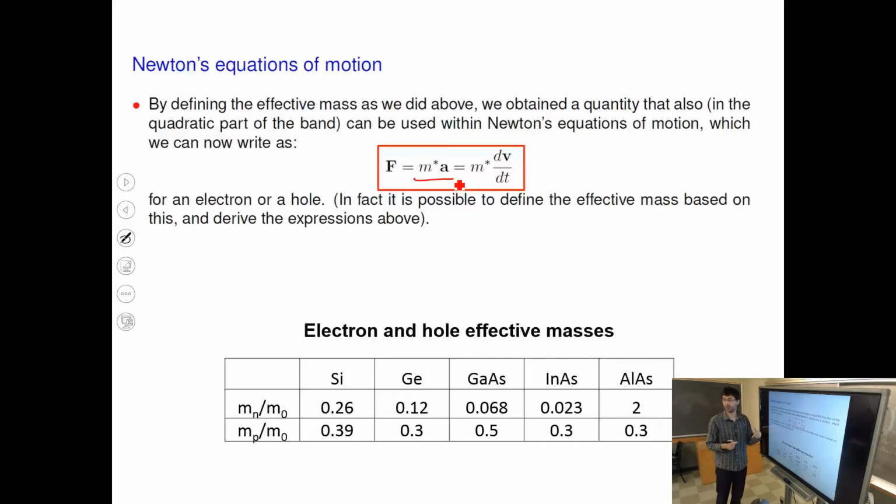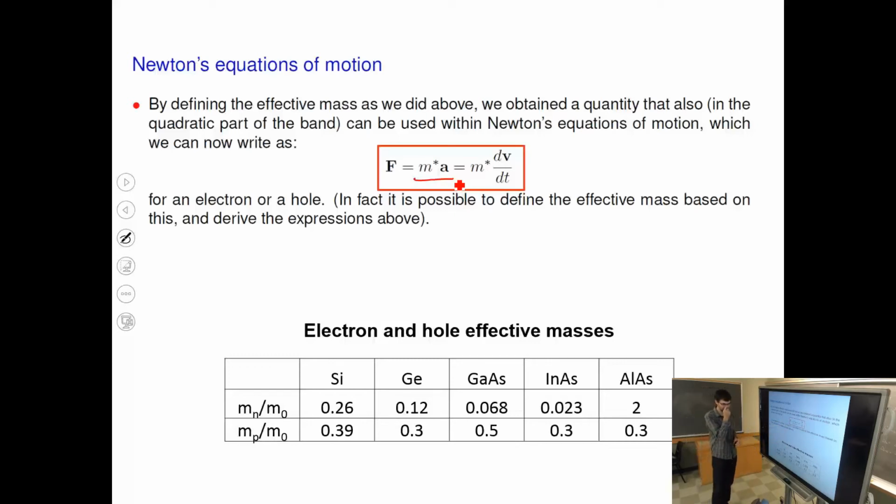And you can actually do the opposite. You can assume this, and you can derive the other things about the band structure: the effective mass being the second derivative of the dispersion relation, and the velocity being the first derivative of the dispersion relation. You can derive those things if you assume this one. So that goes both ways.